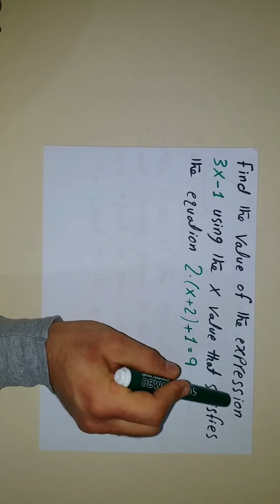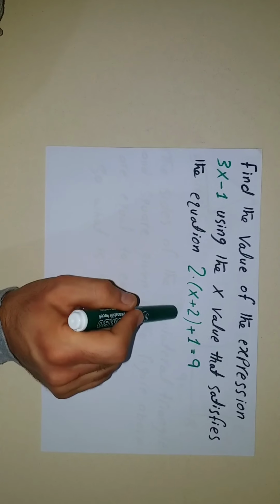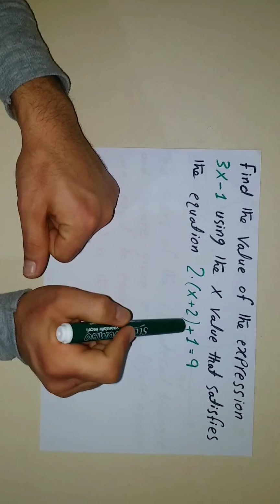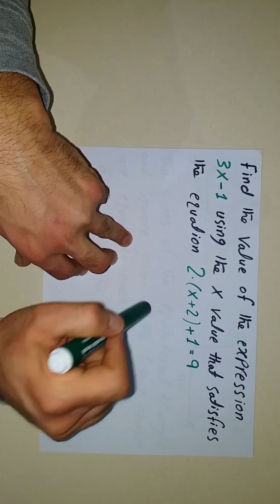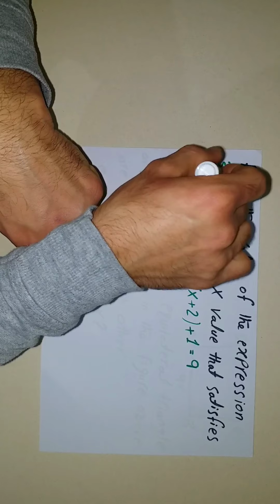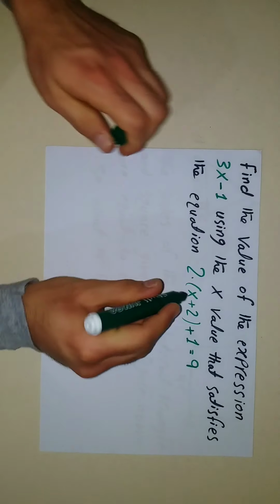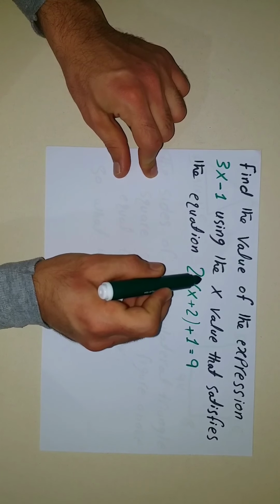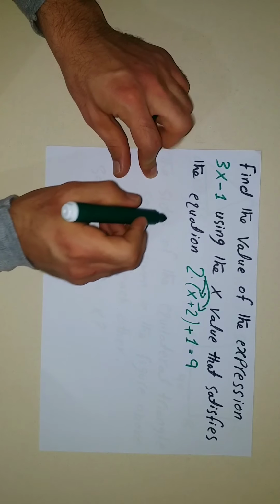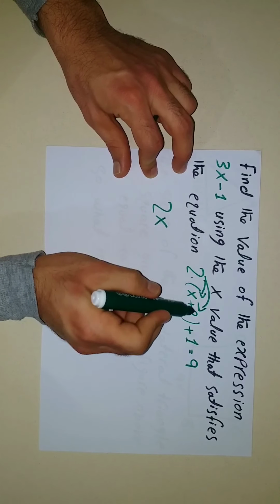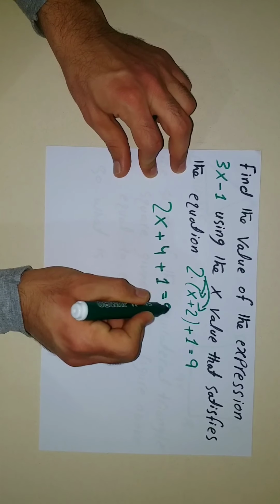Find the value of the expression 3x minus 1 using the x value that satisfies the equation 2 multiplied by x plus 2, plus 1 is equal to 9. First I will solve this equation and find the value of x, then I will put the value of x here to solve this question. So let's start. I will multiply this 2 with x, and then this 2 with 2. So 2 multiplied by x is 2x, 2 multiplied by 2 is 4, plus 1 is equal to 9.